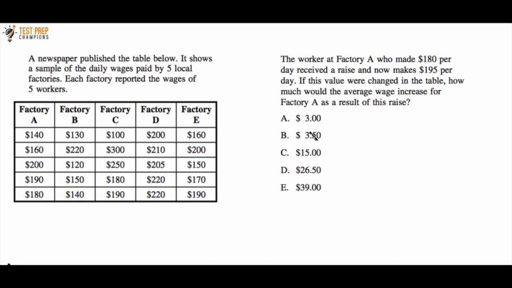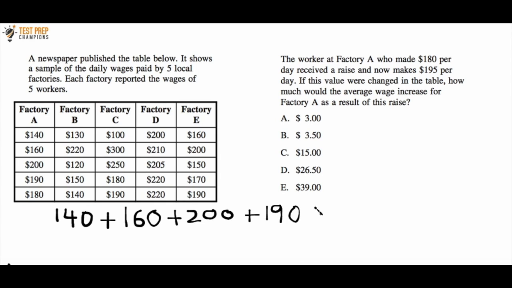Okay, so basically, the first thing I want to do here is take the values of factory A, and let's figure out what the average was before the one worker got the raise. So to find the average, we need to take all the numbers in our data set and add them all up, and then count up how many numbers we have in our data set and divide by that. If you're wondering what that means, don't worry, I'm about to show you.